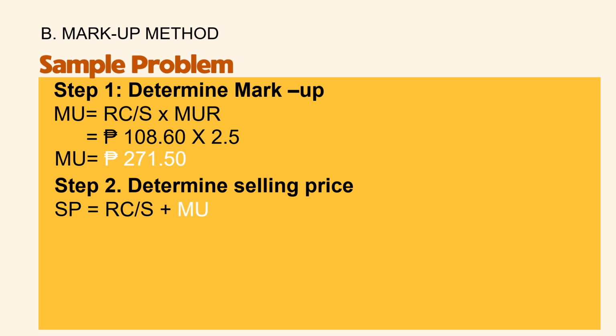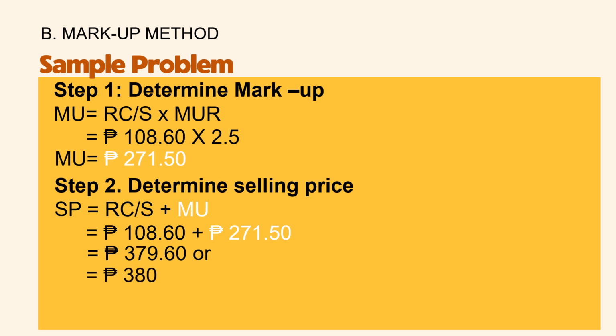Step 2, we have to determine the selling price. The selling price is equal to recipe cost per serving plus the markup. So the recipe cost per serving is 108.60 plus the markup, which is 271.50. So the selling price is 379.60 or 380 pesos. That's how we determine the selling price using the markup method.